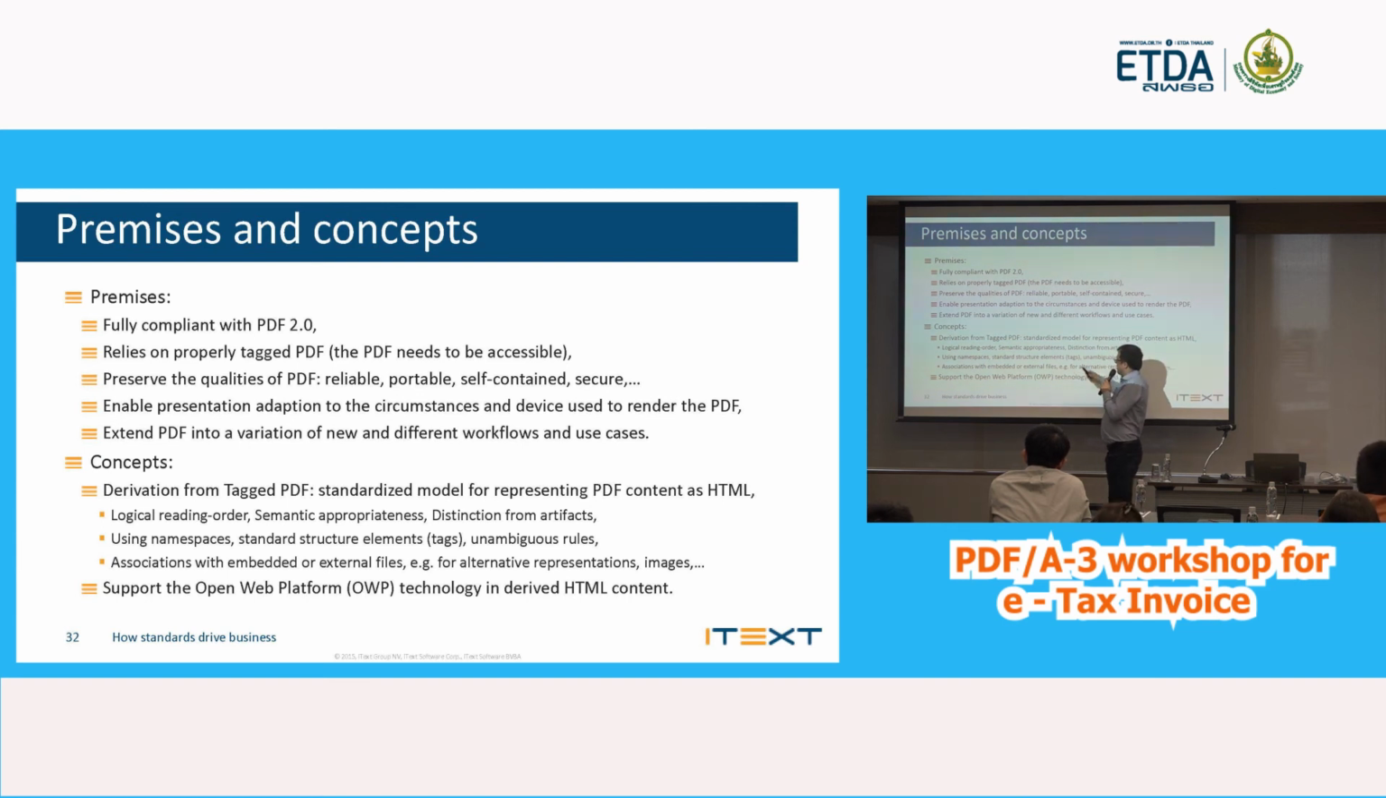Using namespaces and standard structure elements like tags, so creating rules that say, well, in HTML you have H1, H2, H3, H4. How do we put this information in a PDF? And then associations with embedded or external files for alternative representation.